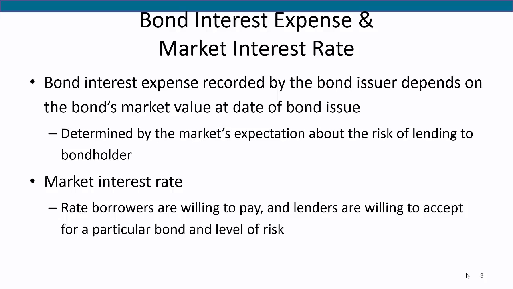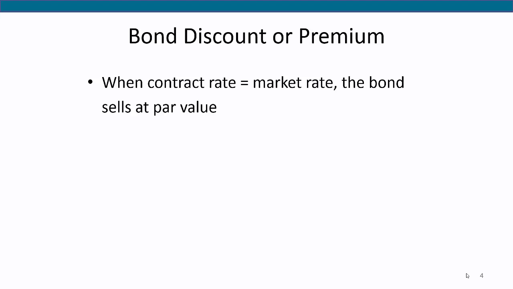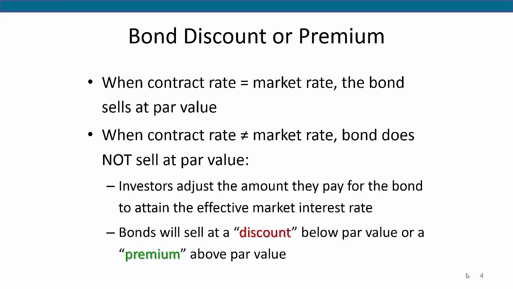In addition, the market interest rate is often higher when the time period until the bond matures is longer due to the risk of adverse events occurring over a longer time period. Market rates are all relative. They are also affected by the availability, the supply that is, of other similar investments in the marketplace. When the bond contract interest rate equals the market rate, investors will pay the par value for the bond. In most cases, however, the contract rate will not be equal to the market rate, and so the bond does not sell at the par value.